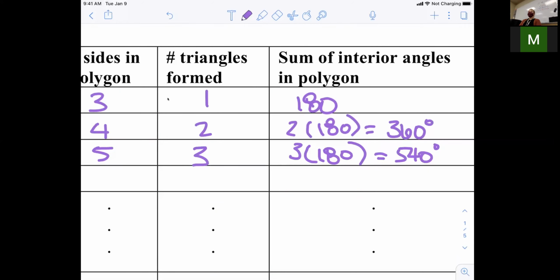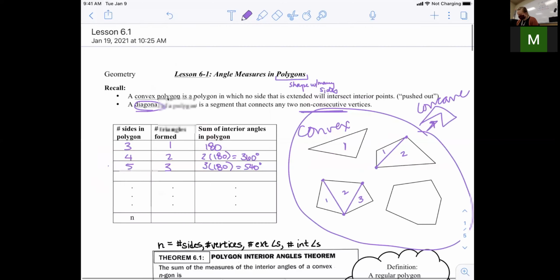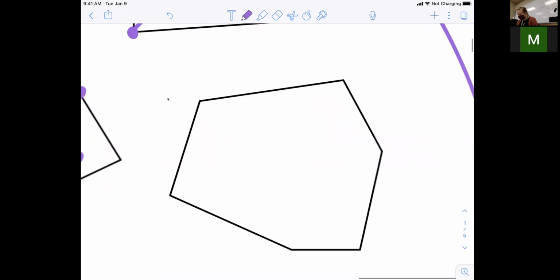Last one we're going to actually do, and then we're going to have our general form, is a 6-sided shape. How many triangles do you think will be formed? Why do you think that? Follows a pattern. Good. You saw a pattern. We followed it. That's logical thinking. That's what I'm teaching you in geometry.